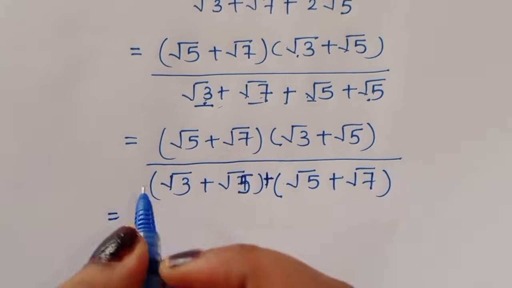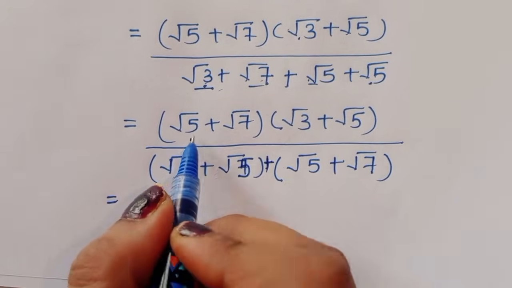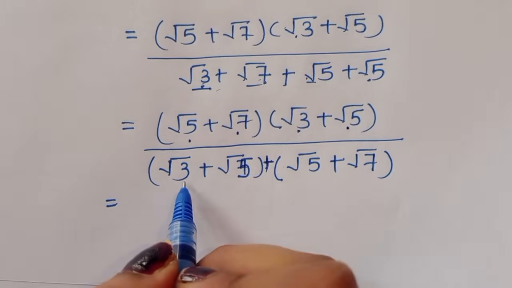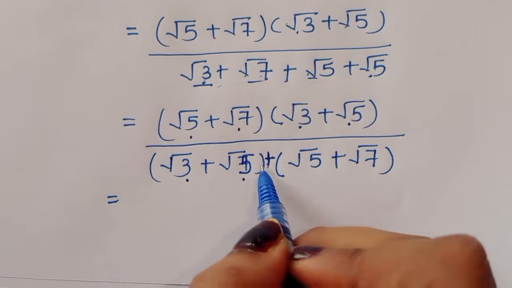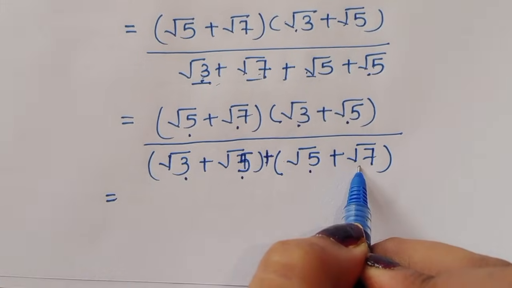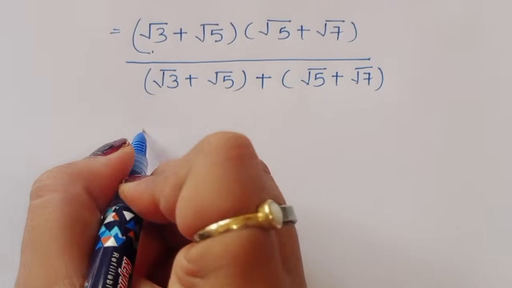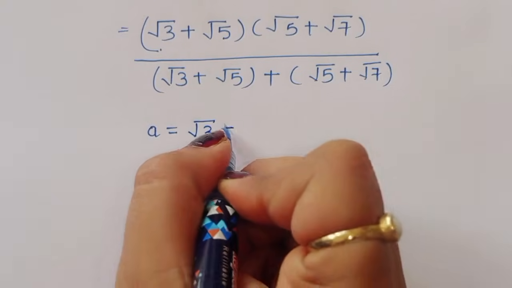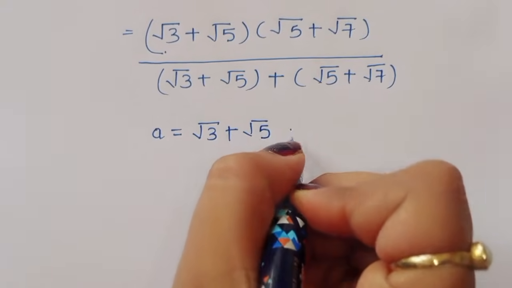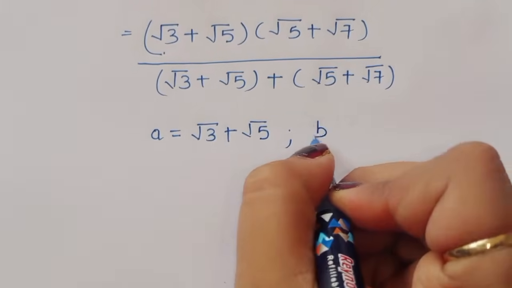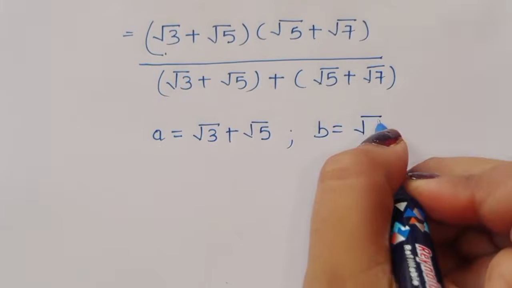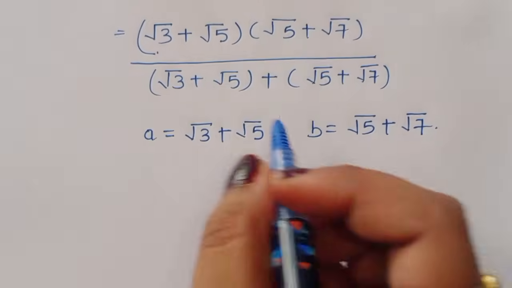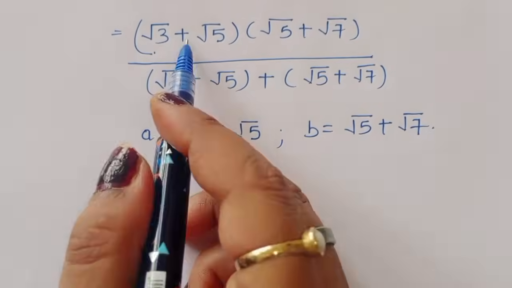Now we got two terms: the first one is (√5 + √7) times (√3 + √5), and here (√3 + √5) plus (√5 + √7). Consider here a is equal to √3 + √5, and b is equal to √5 + √7. So √3 + √5, that is a.